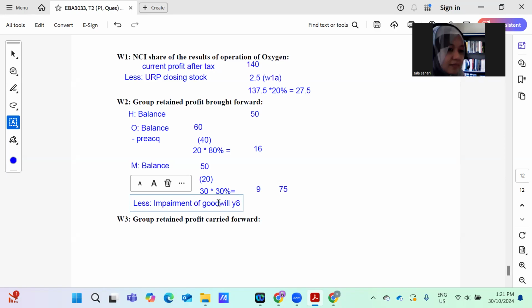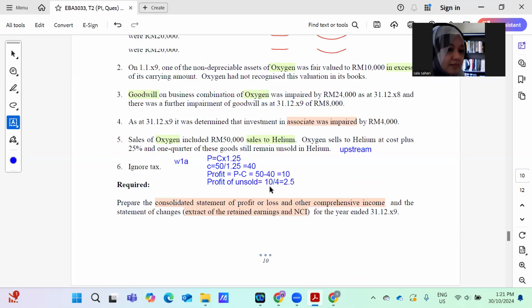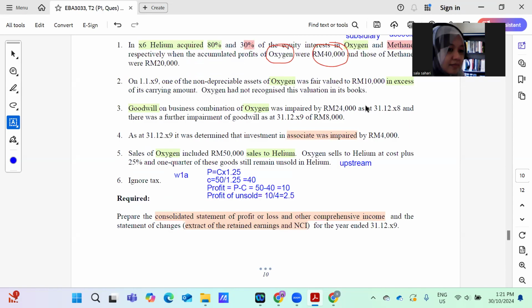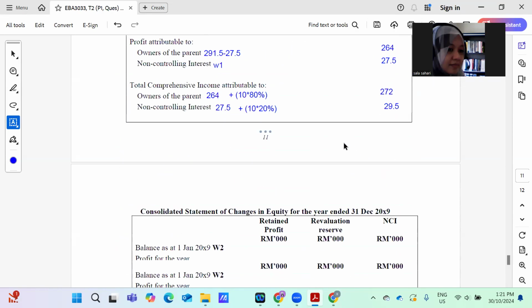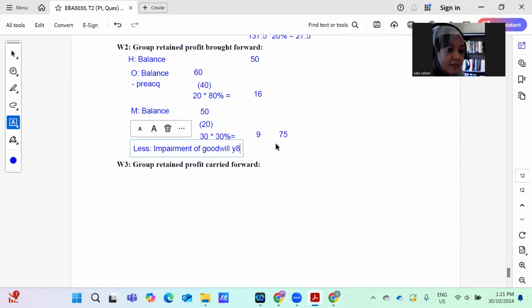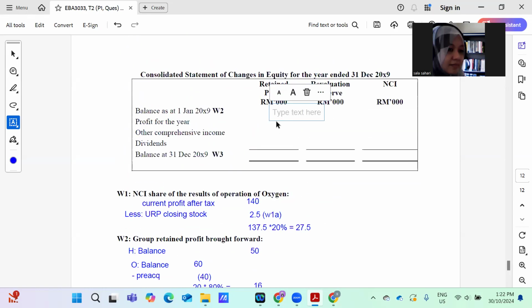You need to adjust for the impairment of goodwill in year 8. This one you can refer to notes number 3. All right, the 24,000 we need to adjust also because we need to take care from the beginning of the year, right? So you need to adjust the impairment of goodwill of 24,000, and then you get a balance of, finally the answer should be 51,000. So this 51 you'll put inside here.